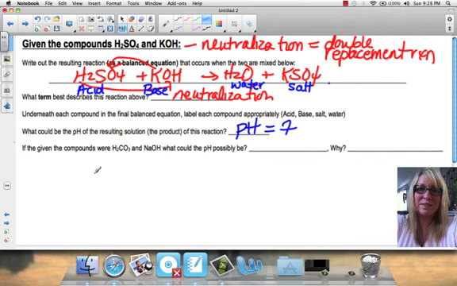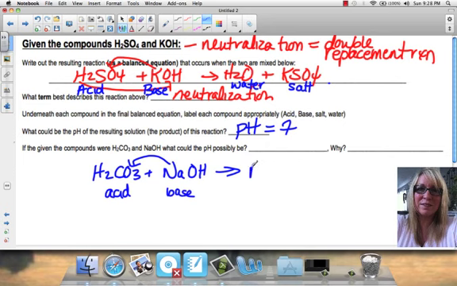Given the compounds H2CO3 and NaOH, what pH could it possibly have? Again, you have an acid and a base, and it's going to produce a salt and water. The Na is going to hook up with the CO3. Na's got a +1 charge, CO3's got a -2 charge. So when you drop and cross, it's Na2CO3, and then the H hooks up with the OH to make H2O.